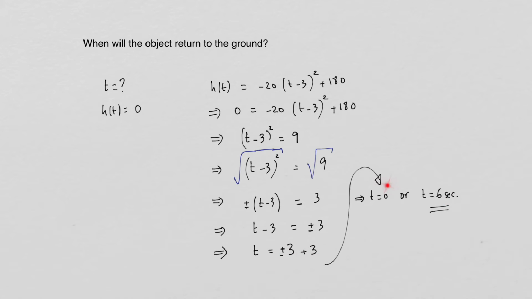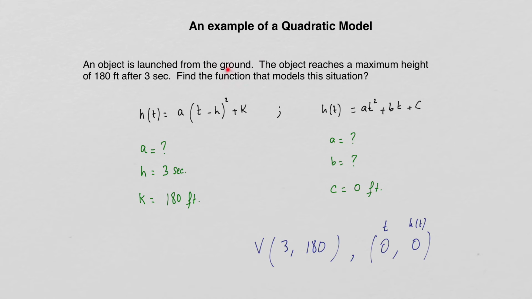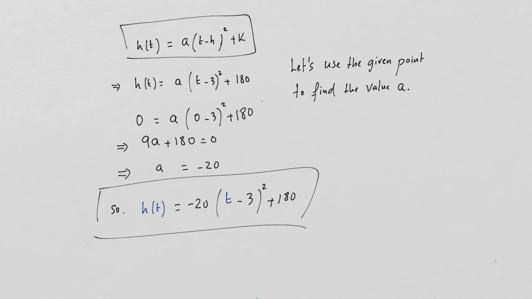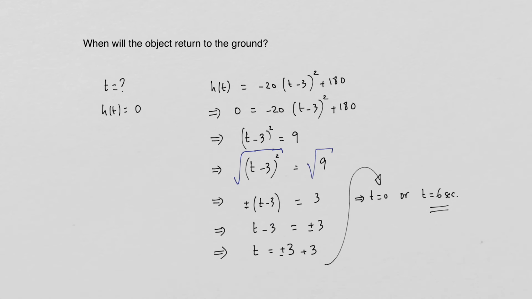Now we expected one of them to be 0 because the object was launched from the ground. Basically, the parabola, we knew that the parabola started here and reached some maximum and headed back. And I want to know, when does it return to the ground? We already knew that one of the times is going to be 0 because that's where it was launched.